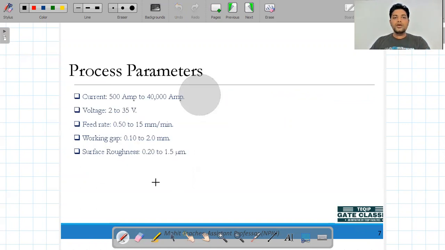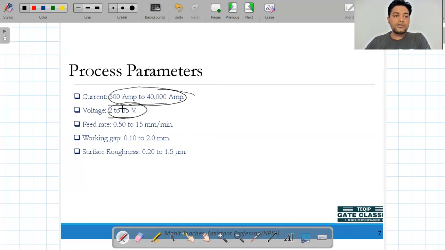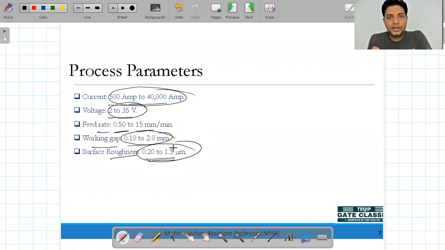Next are the process parameters. What process parameters do we have to keep in mind? As I said, current is very high, in the range of 500 to 40,000 ampere. The voltage is 2 to 35 volt. The feed rate, meaning the tool moving toward the workpiece side, is in the range of 0.50 to 15 meter per minute, and the working gap is in the range of 0.10 to 2 mm. The surface roughness we are getting in this process is quite satisfactory, in the range of 0.20 to 1.5 micrometer. Micrometer means 10 to the power minus 6, so that is quite satisfactory.